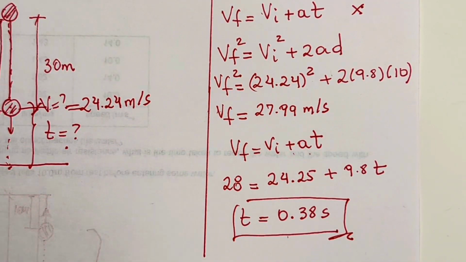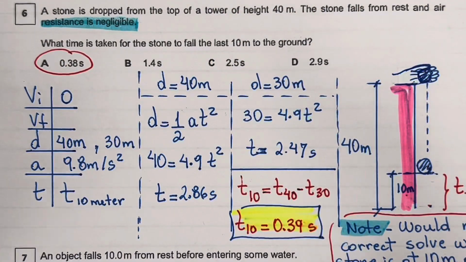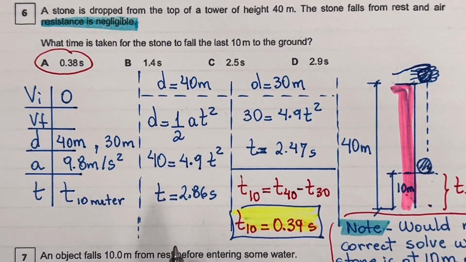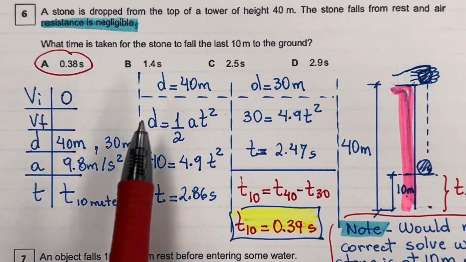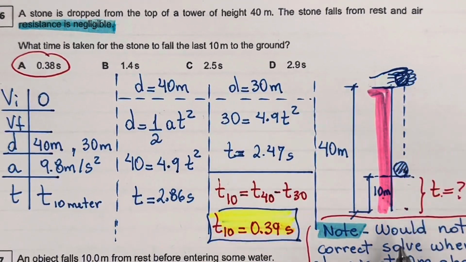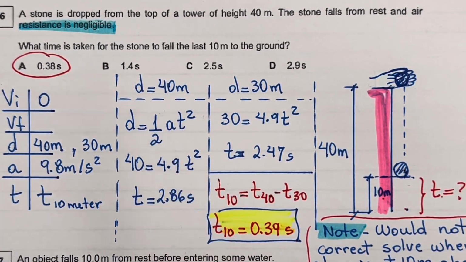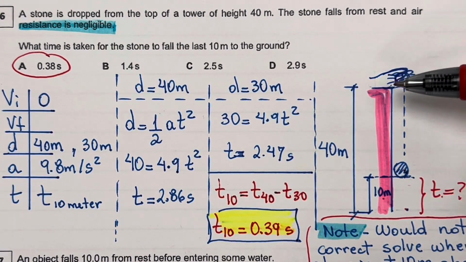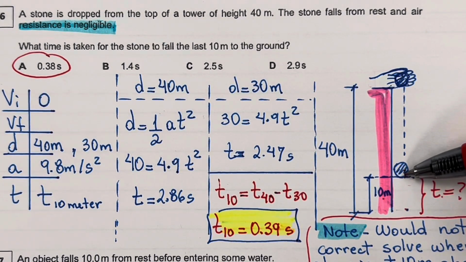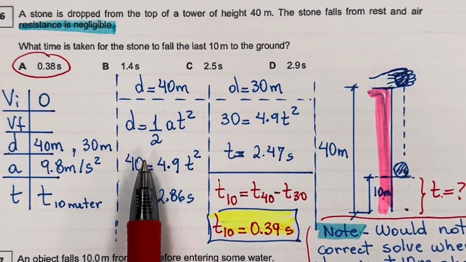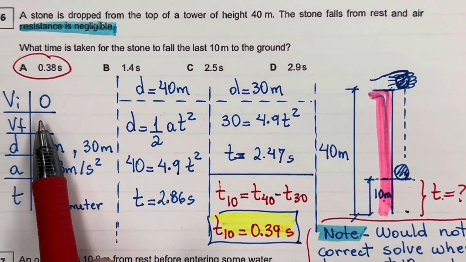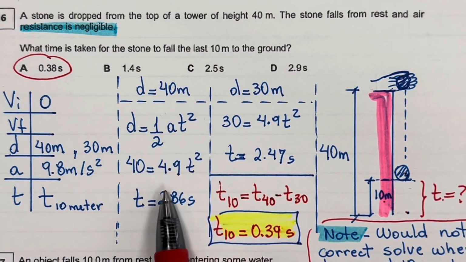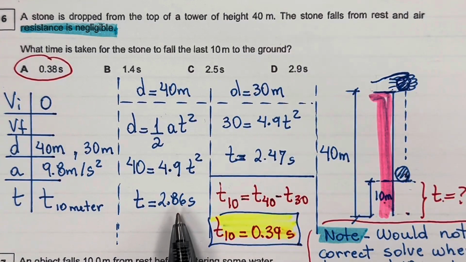Now I'm going to show you a second way to answer this question. The second way is that I'm going to calculate 2 times. One, when the ball hits the ground, from where it was dropped to the ground, 40 meters. And the other time, when it left the tower up to 30 meters. And then I'm using just one equation, which is equation number 2, simplified, because I don't have initial velocity. So d is equal to half at squared. So my time here is 2.86.